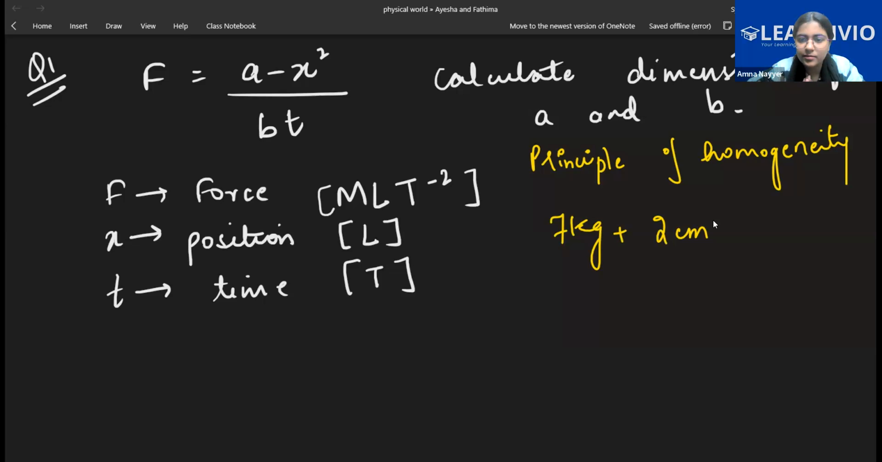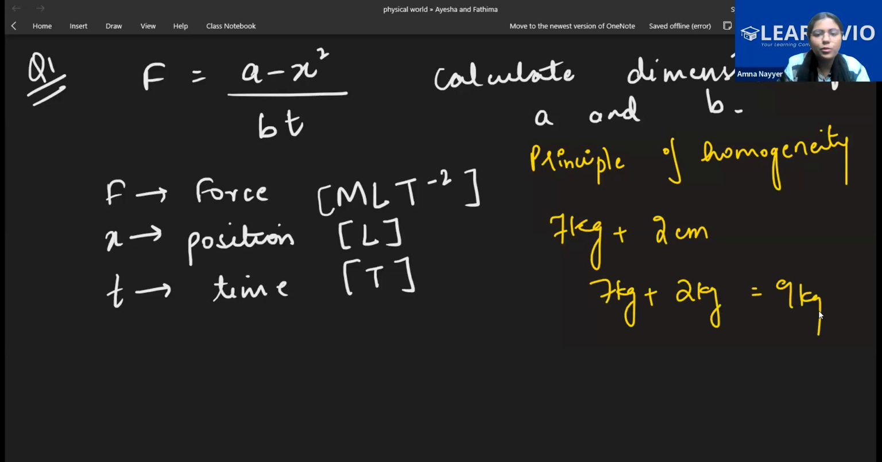No. See, you can never add kg with centimeter. If I had asked you, what is 7 kg plus 2 kg, you would have directly told me the answer, that this is 9 kg. You wouldn't have hesitated the way you hesitated for the first part. If this would have been 7 centimeter plus 2 centimeter, you would have told me this is 9 centimeter. Same is for subtraction. If I ask you 7 kg minus 2 centimeter, you will not be able to do this. But if I ask 7 kg minus 2 kg, you'll tell me it is 5 kg.